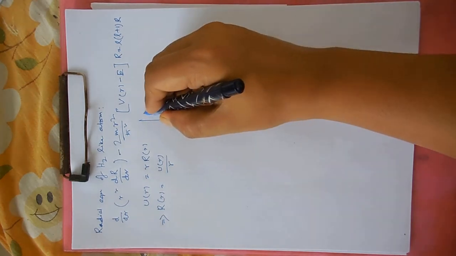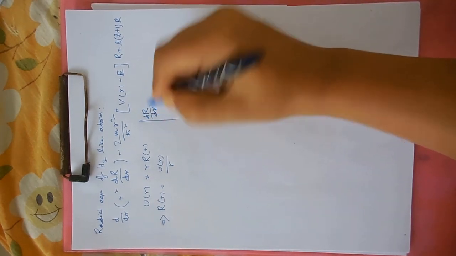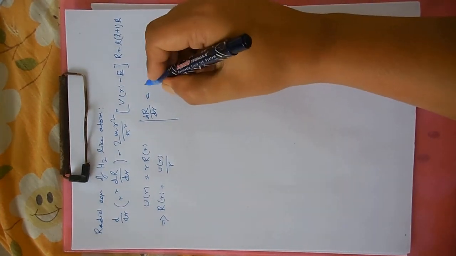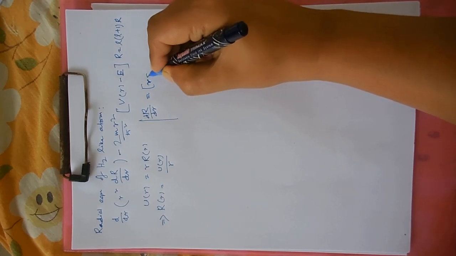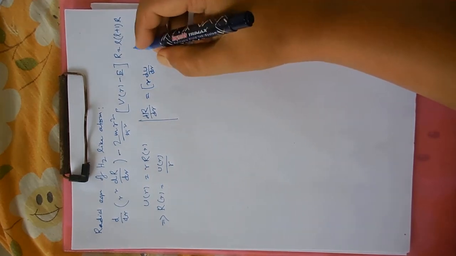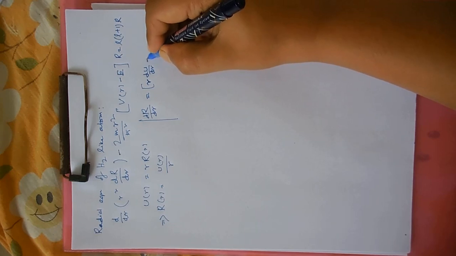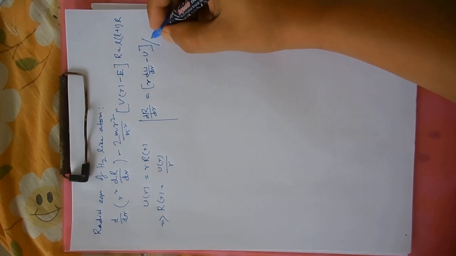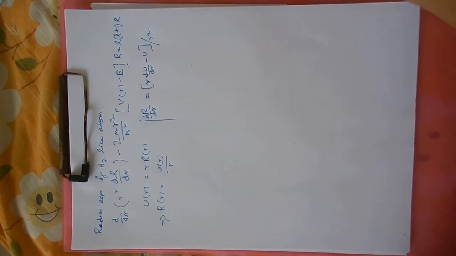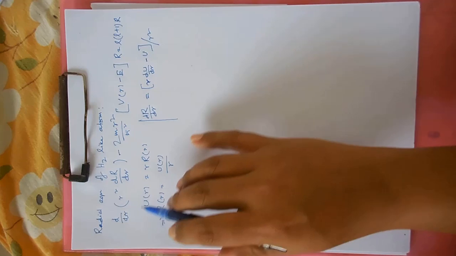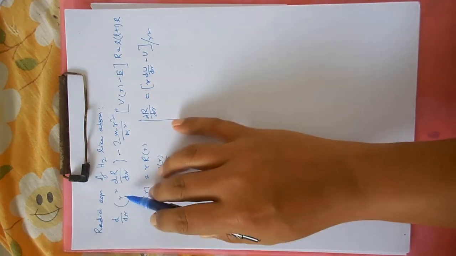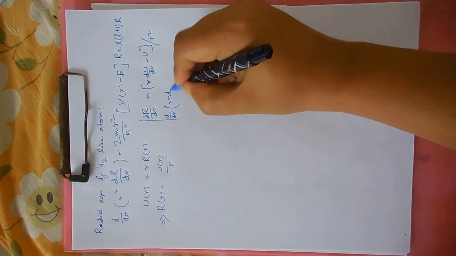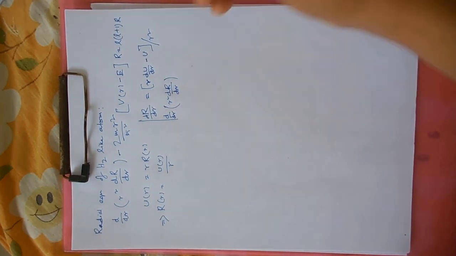So only first derivative. dR/dr will be (1/r) du/dr minus u/r², right? Good. Fine. Then let us find this thing, d/dr of r² dR/dr, so that the things will be easier.